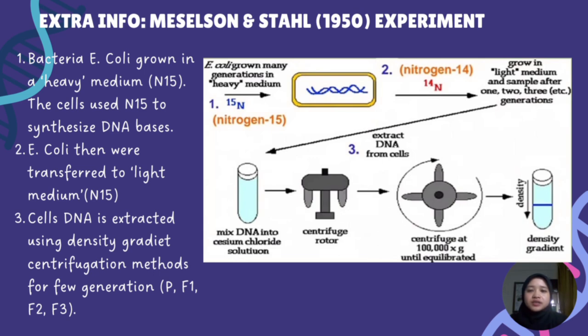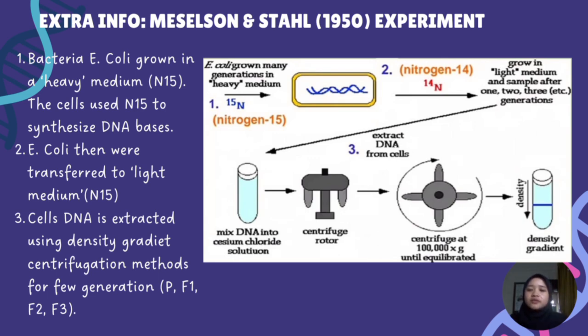Meselson and Stahl experiment. They grew E. coli bacteria in a medium containing nitrogen-15 for many generations. As a result, the bacteria's DNA became fully labeled with nitrogen-15, making it heavier than normal DNA. Next, they transferred the bacteria to a medium containing only nitrogen-14. This step ensured that any new DNA synthesized after the shift would incorporate the lighter nitrogen-14 isotope.